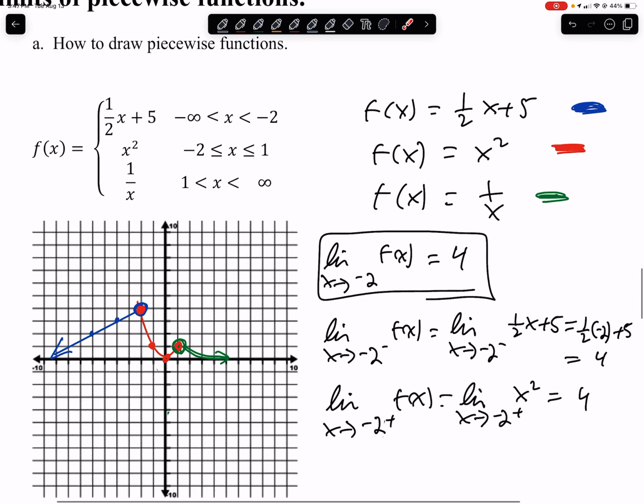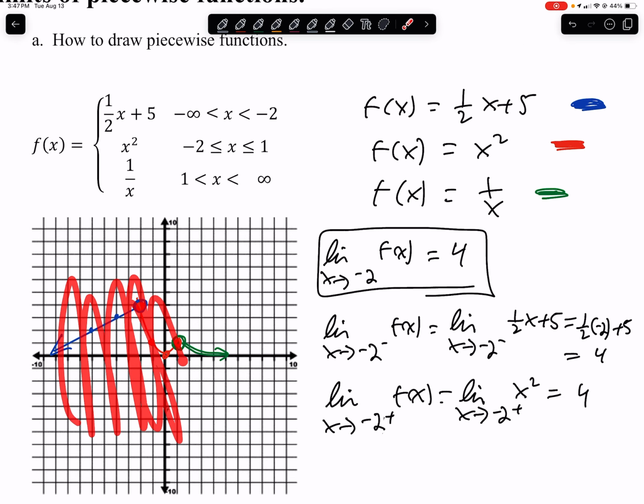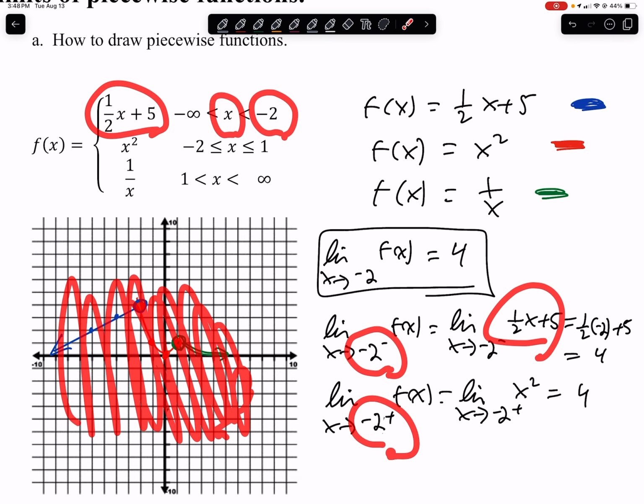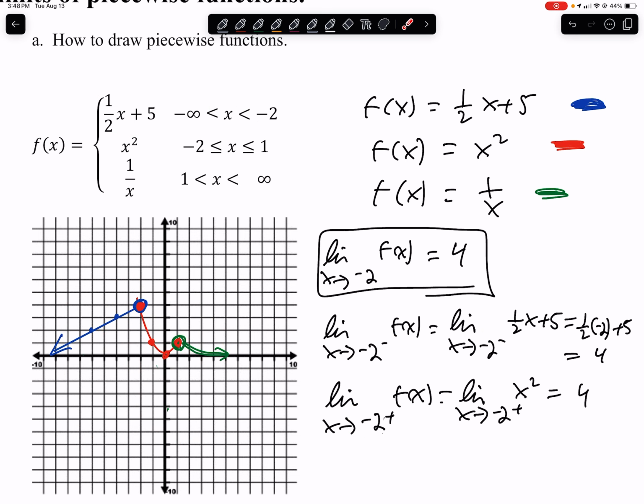But again, assuming you don't have the graph, because oftentimes you won't have a graph on the AP test when you're given this kind of a problem. You have to recognize I'm approaching negative 2 from the left. Which function exists to the left of negative 2? There's negative 2. This is left. I use that function. I'm approaching negative 2 from the right. I want bigger than negative 2. Which function exists bigger than negative 2? Well, this works when x is bigger than negative 2. It's that function. So that's how you decide which ones to use.